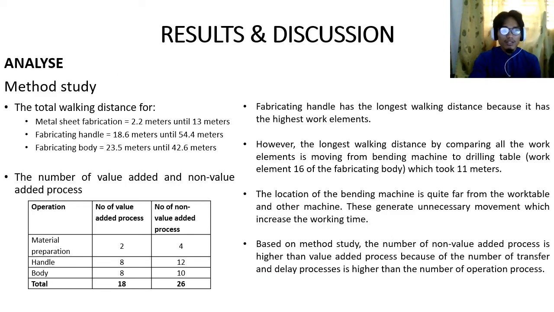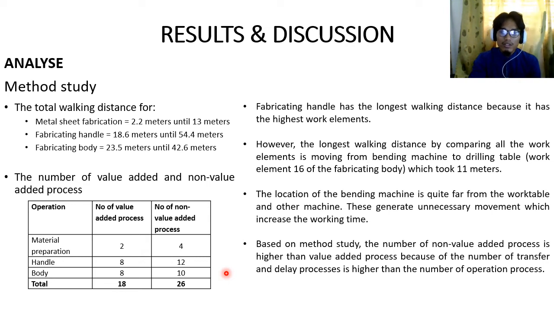Based on the analysis done in method study, the total working distance for metal sheet fabrication is 22.2 meters until 13 meters. For fabricating handle, 18.6 meters until 54.4 meters. And fabricating body is 23.5 meters until 42.6 meters. This table shows the number of value-added and non-value-added process for each main process. Fabricating handle has the longest working distance because it has the highest work elements.